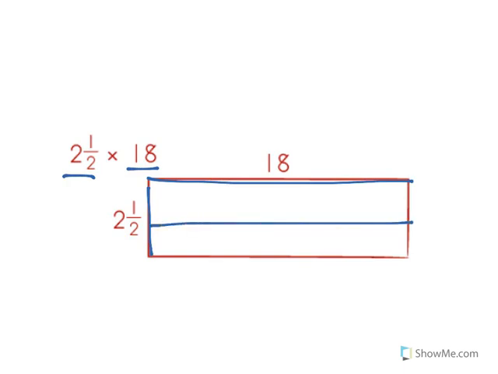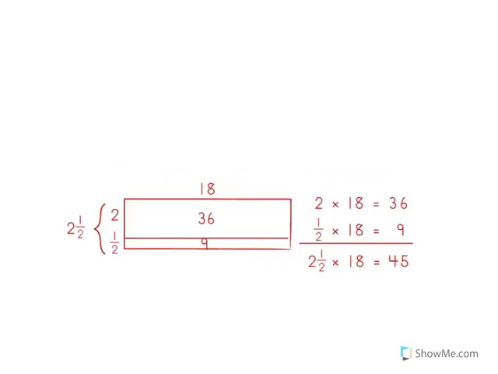So maybe I split this into two pieces and I think, well, this is 2 and this is 1/2. Now I know that I can multiply 2 times 18 and 1/2 times 18. Maybe you didn't think about multiplying it this way. Maybe instead you split yours up in a different way.